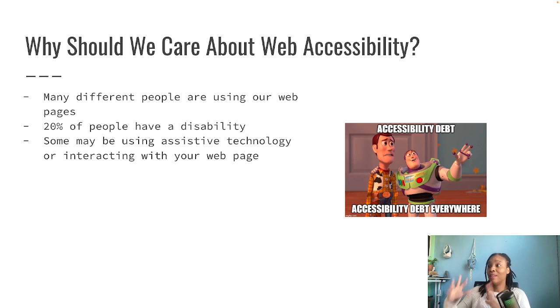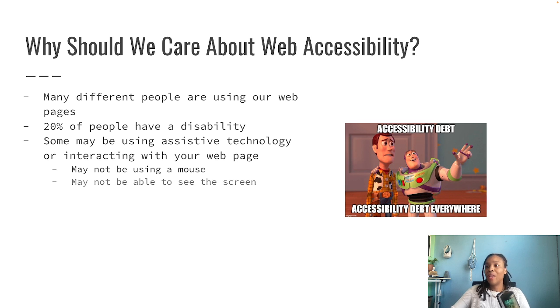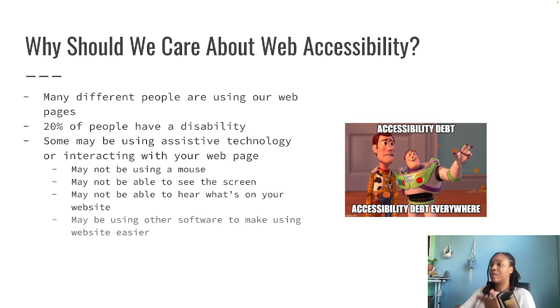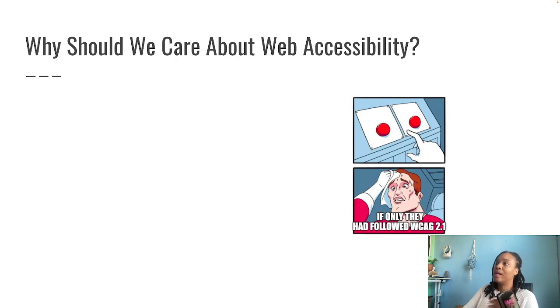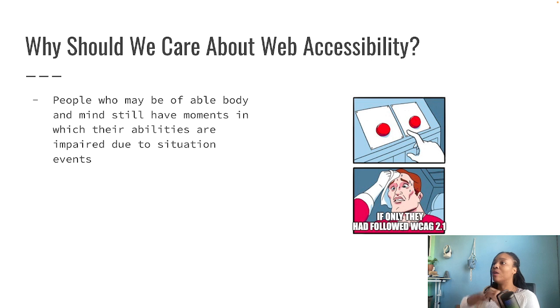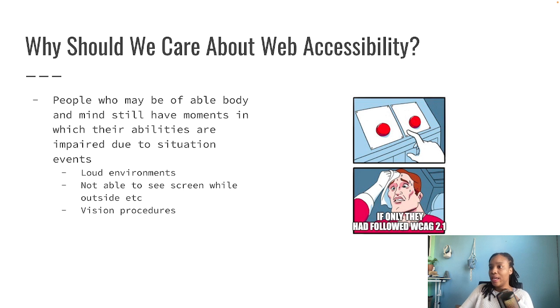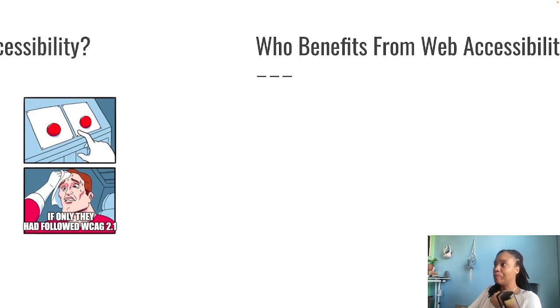And we want to make sure that the assistive technology can read the page and that they can interact with the page. So we have users who may not be using a mouse, who may not be able to see the screen, who may not be able to hear what's on your website if you have media playing, and maybe using different software to make using that website easier. So for example, people with dyspraxia or dyslexia, and people who are also able-bodied and able-minded have those moments, like I said, where they may not be able to use your page due to situational events like loud environments and vision procedures and things like that.